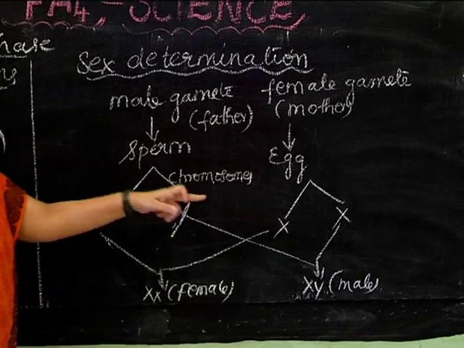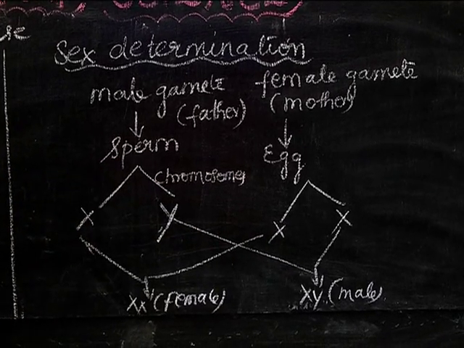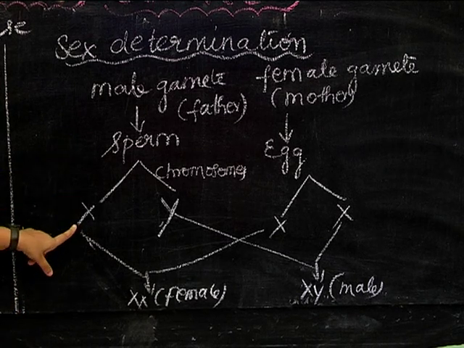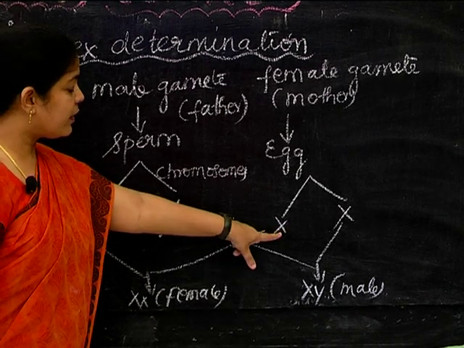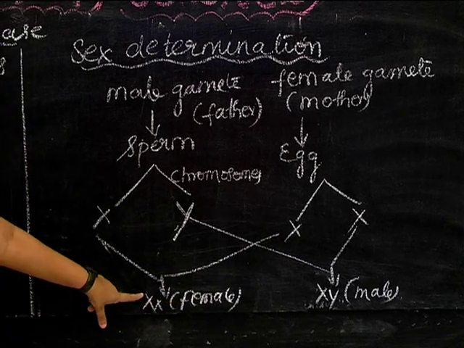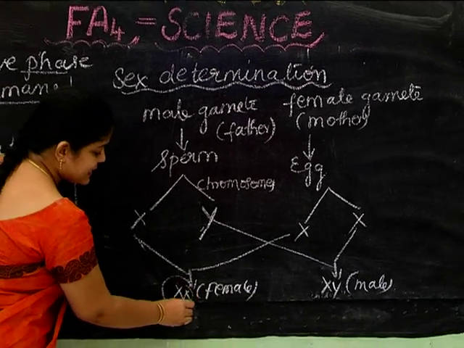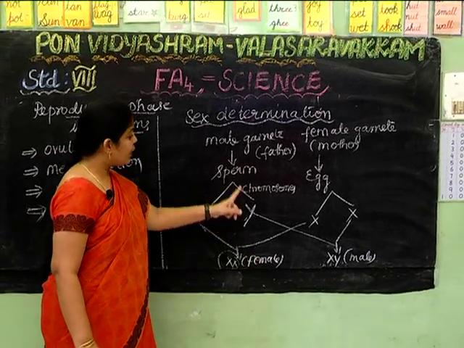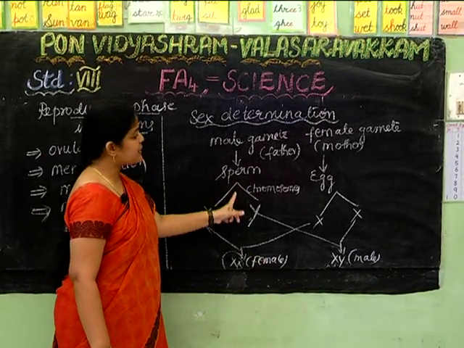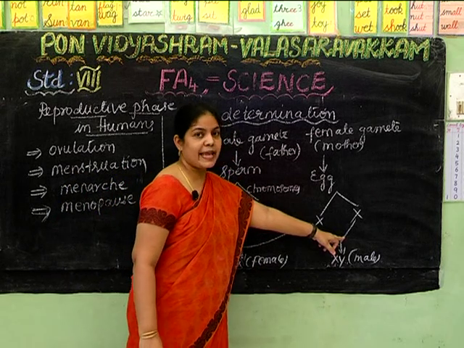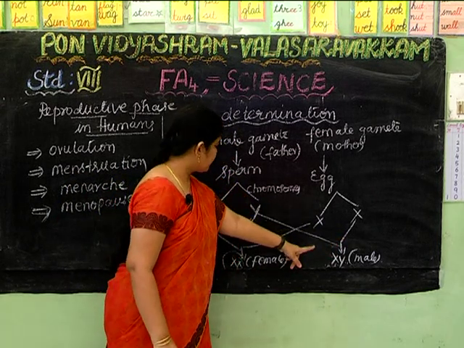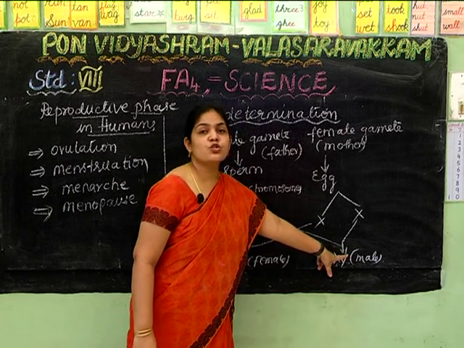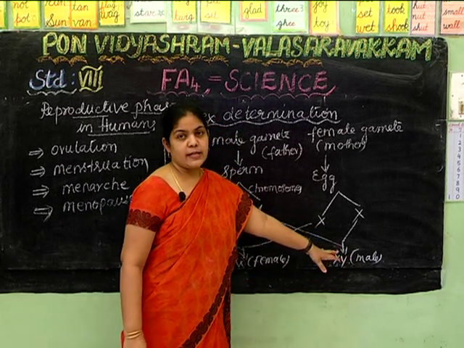These chromosomes will have the genes which transmit the characters from parents to offspring. When the sperm containing the X chromosome fuses with the X chromosome of the egg, it results in the formation of XX, which develops into a female child or a girl child. When the Y chromosome from the sperm fuses with the X of the egg, you get X and Y chromosomes, which leads to the development of a male child.